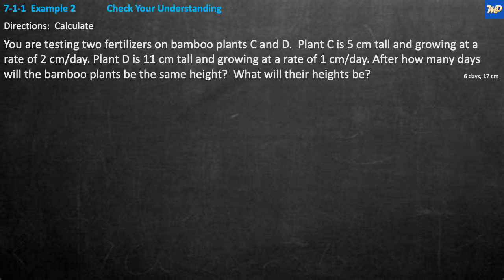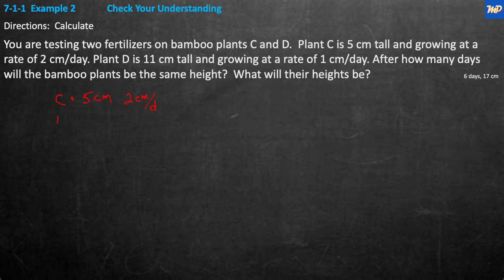Bamboo plants C and D. Plant C, in fact, I'm going to change that to red right off the bat. So plant C is equal to what? It's equal to 5 centimeters tall, and 2 centimeters per day.